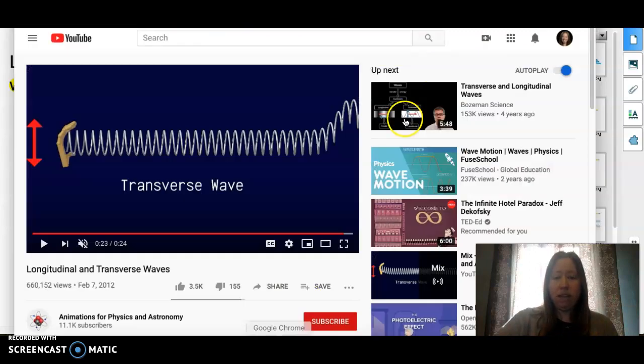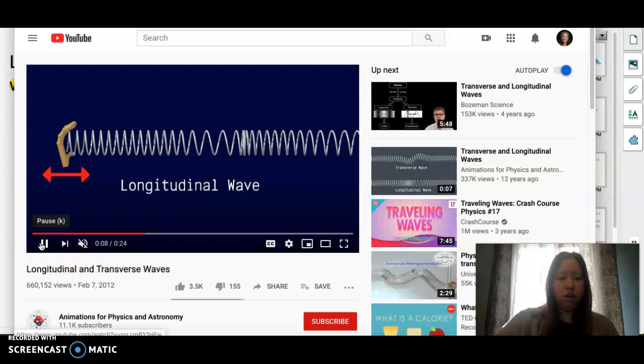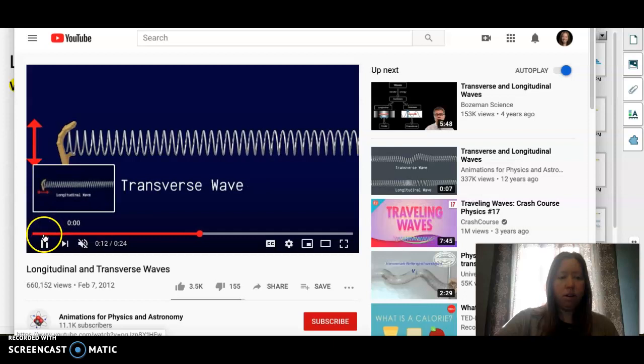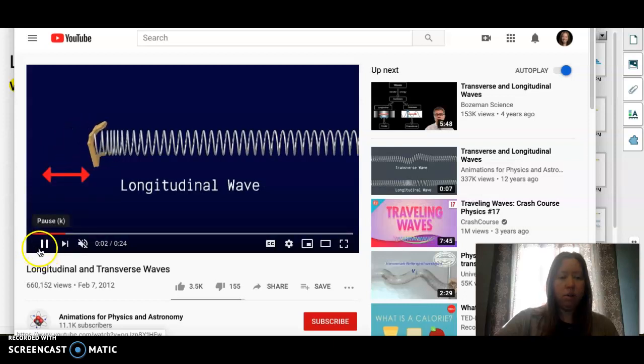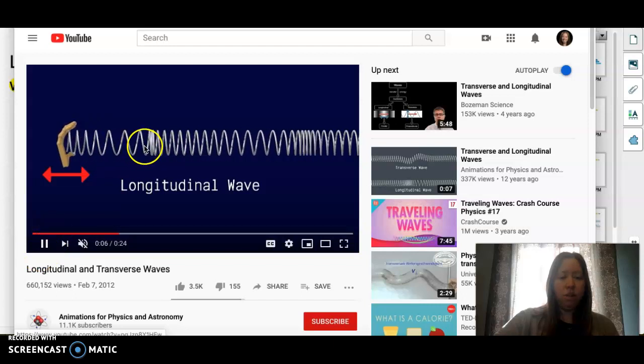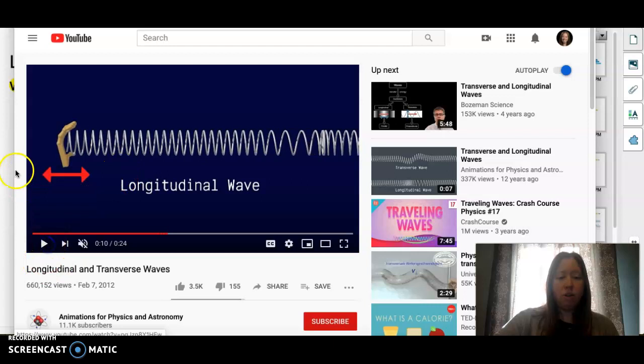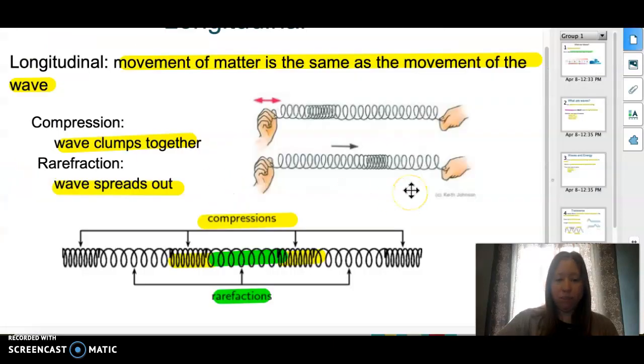I would like to give you a showing of a longitudinal wave here. There we go. So here's the compression and the rarefaction. Compression, rarefaction. That is how sound actually travels, and we'll talk more about that later.